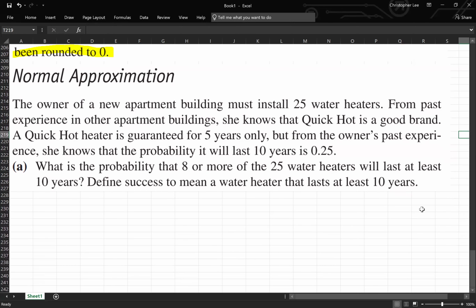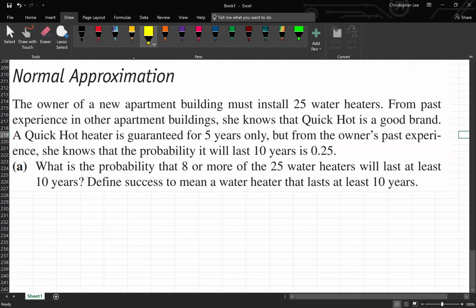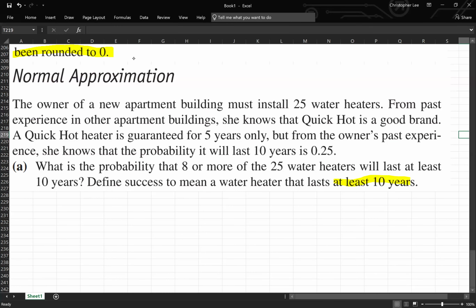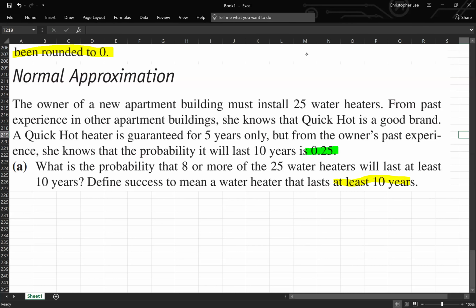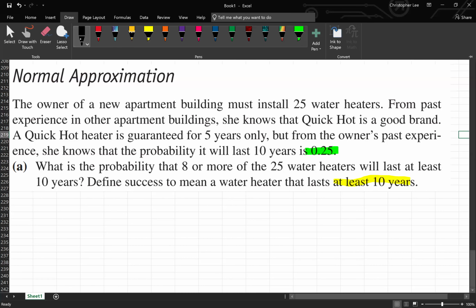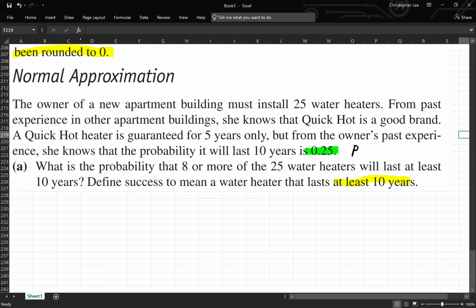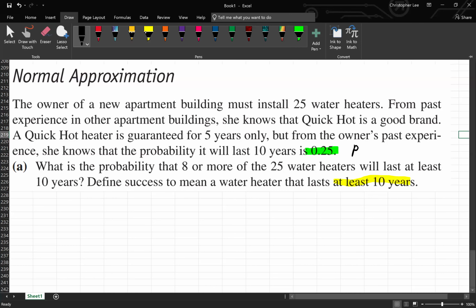Good stuff. So if the probability that it will last at least 10 years is success, then we know that this value here, in terms of n, p, and q, what is 0.25 going to be? 25%, right? So that's my p. This will be my p value. Let's pick out another one. What's 25 up here? What's that?